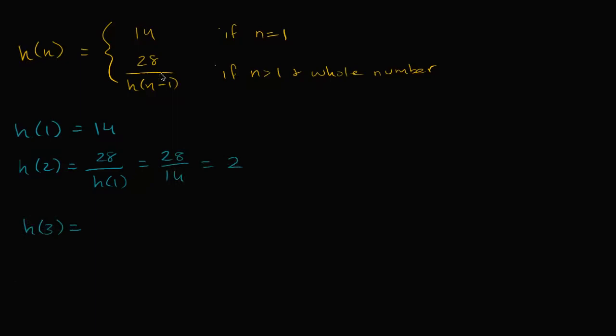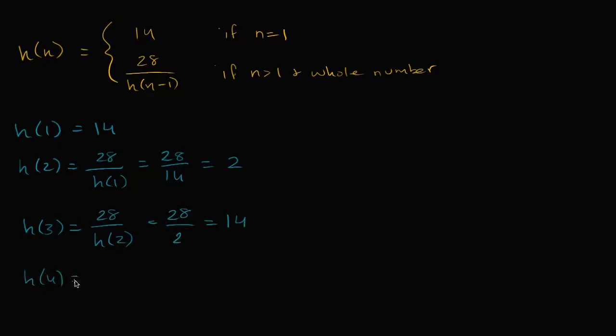Now h of 3. We're going to fall into this case again. It's going to be 28 divided by h of 2. If we're thinking of this as a sequence, divided by the previous term in the sequence. So 28 divided by h of 2, we know that h of 2 is equal to 2. We just figured that out. So we go back to 14, something very interesting. I think you see where this is going.